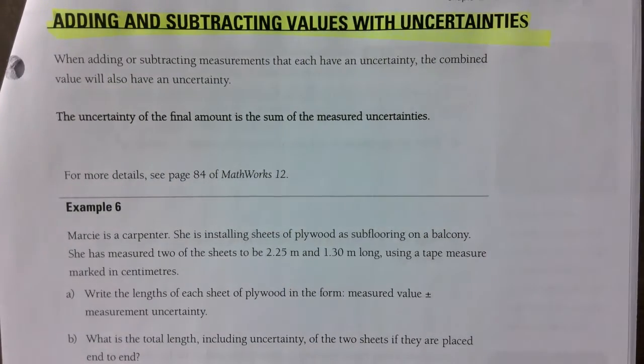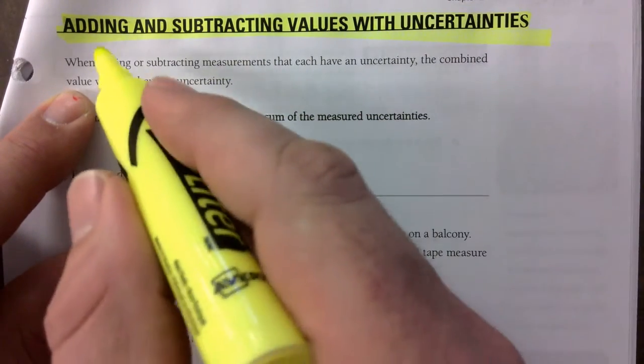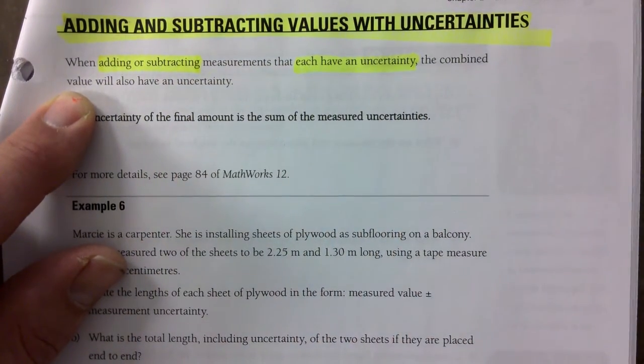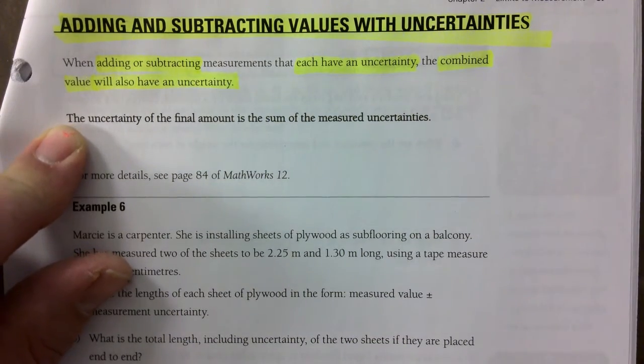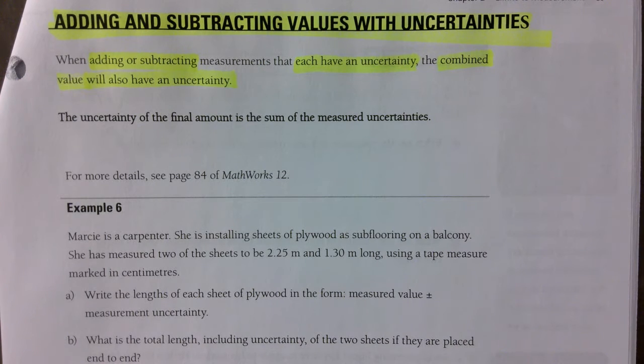And so basically, when adding or subtracting measurements, each of them has their own uncertainty. So the combined value will also have an uncertainty. I always go back to a Canada Post office. Have you ever sent a package? Have you ever dropped off a package or made an Amazon return? They put it on a scale, right? And they record the weight.